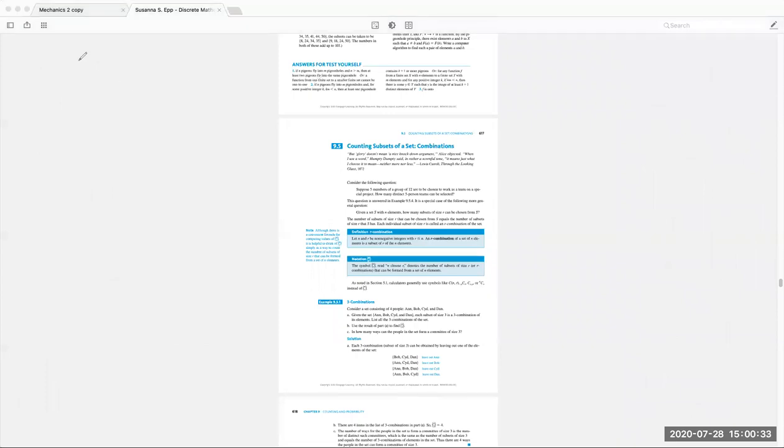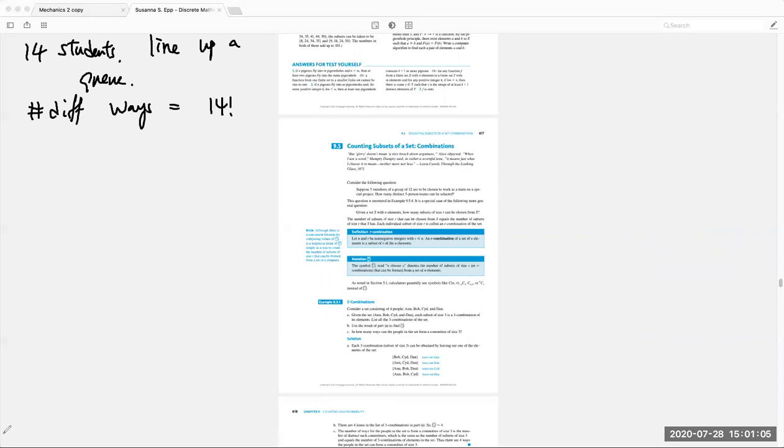Let me give you one example. Let's say there are 14 students. Say they want to line up a queue. So how many different ways can you find? The number of different ways to line up is 14 factorial, okay?